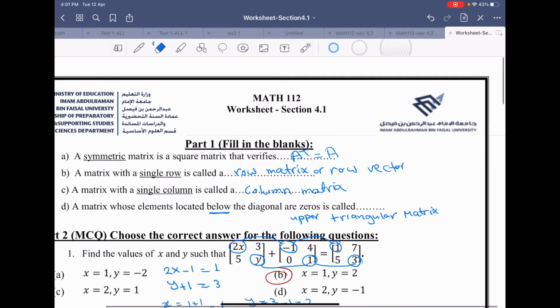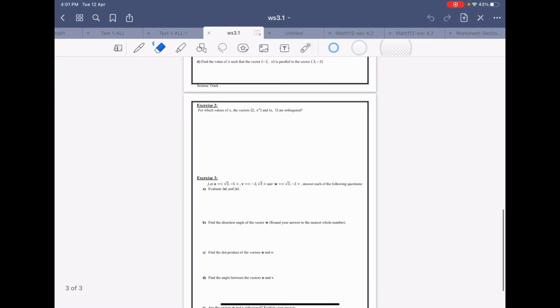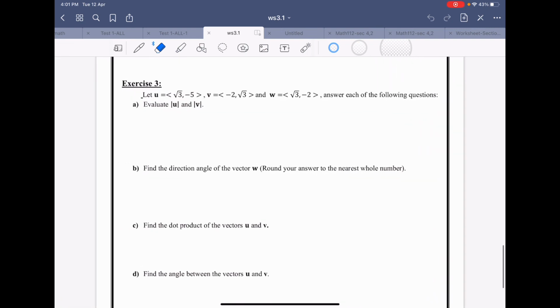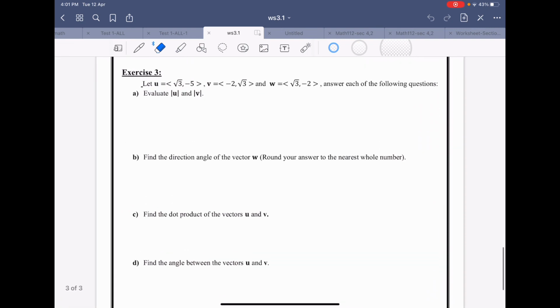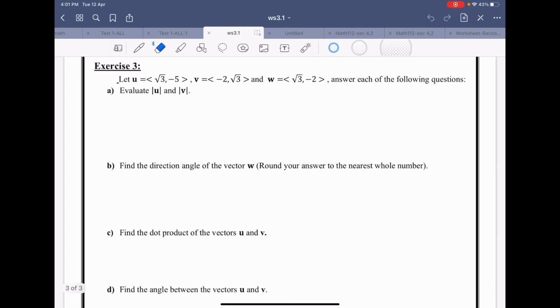Now let's solve the last question of worksheet 3.1, which is exercise 3. Okay, so we have here U, V, and W, which are 3 vectors. Answer each of the following questions.